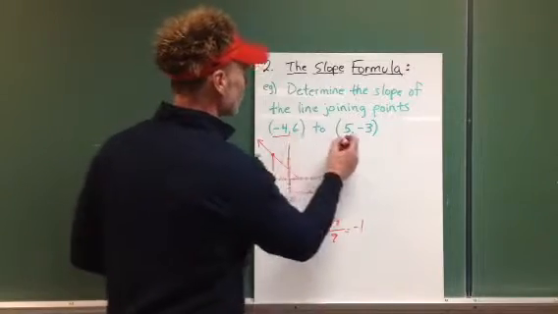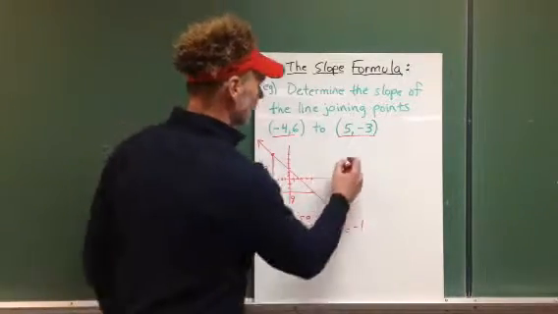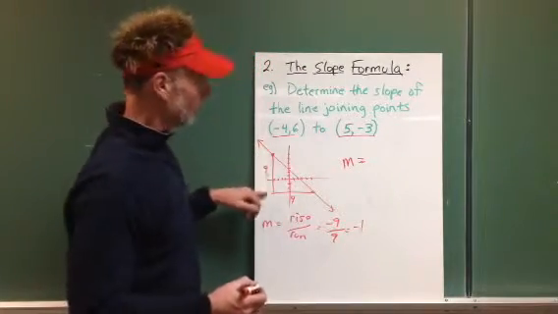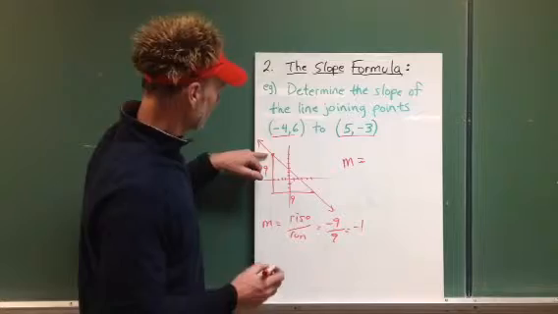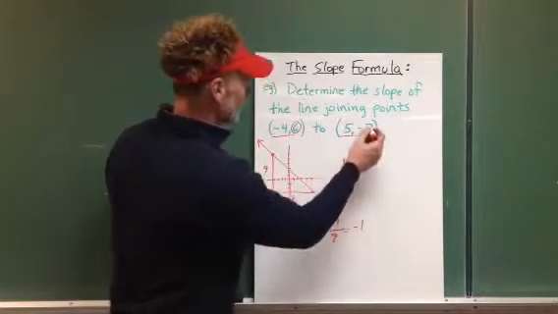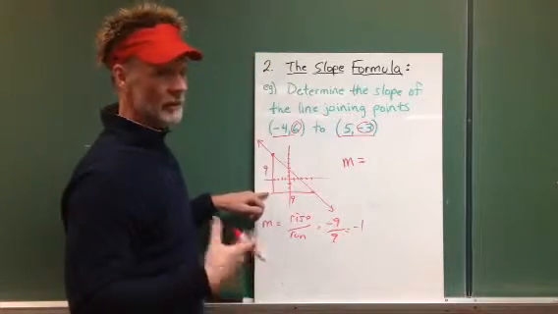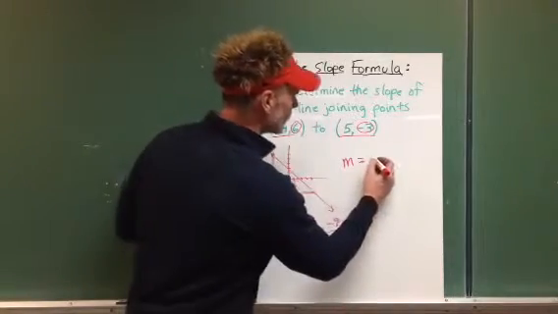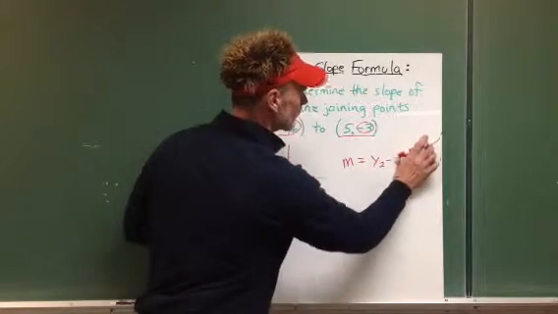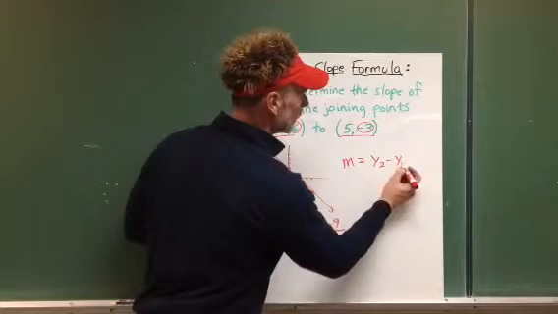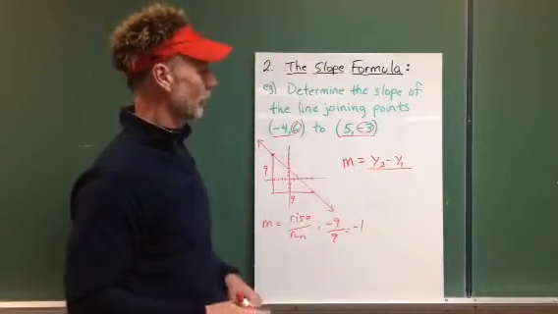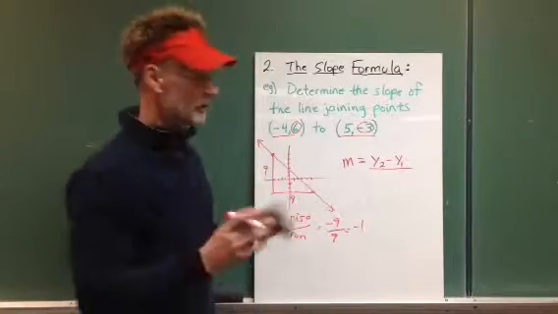Okay, now, what if we don't want to draw a picture? What if we just want to use these 2 points? Well, how did I get my rise? I subtracted the y coordinates, right? So this coordinate here was 6 high, and then I subtract -3. 6 minus -3 is 9. Okay, so I subtract my 2 y coordinates: my y2 minus my y1, or vice versa, it doesn't matter, but be consistent.